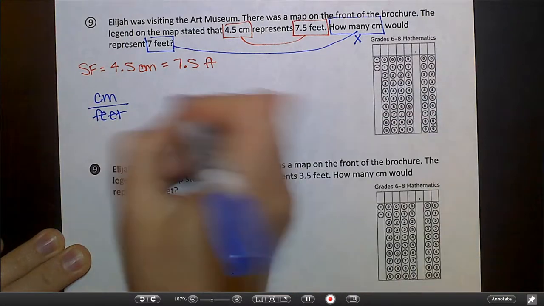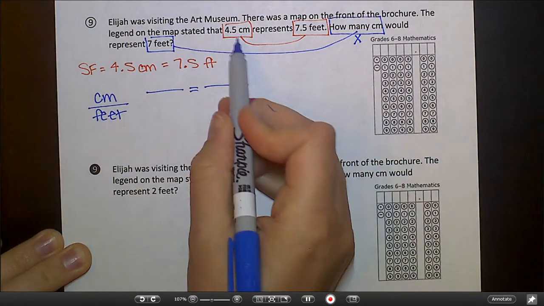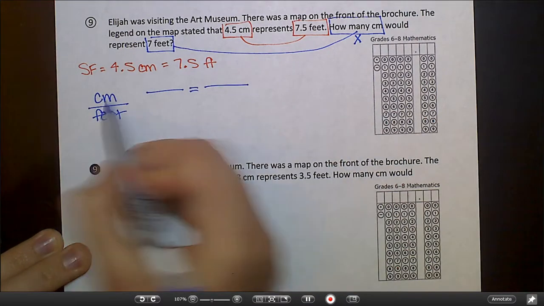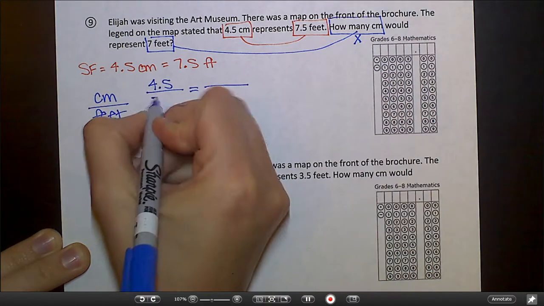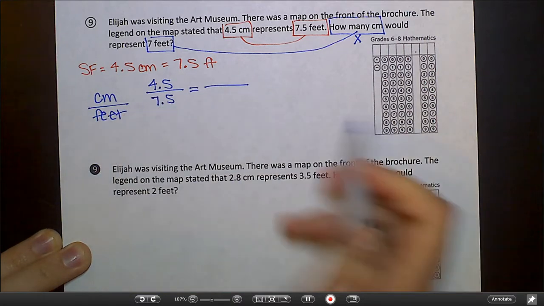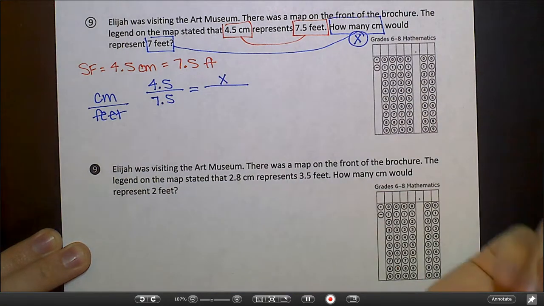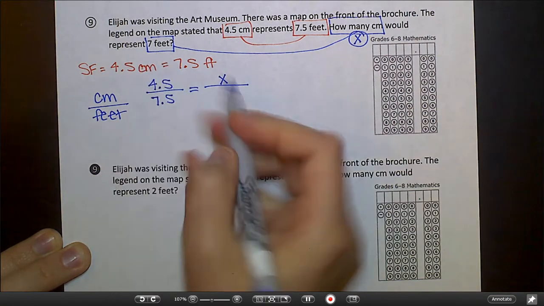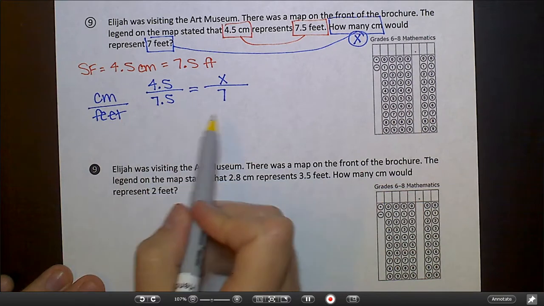And then we will just set up our proportion, line equals line. We start with what we know, 4.5 centimeters. Centimeters goes on top. And it goes with 7.5 feet, and feet goes on bottom. Now, how many centimeters? That's our X, and centimeters goes on top. And how many centimeters would represent 7 feet? 7 goes on bottom because it is feet. So again, same process over and over through this whole test. Name your ratio, set up a proportion, double check it, and then solve.